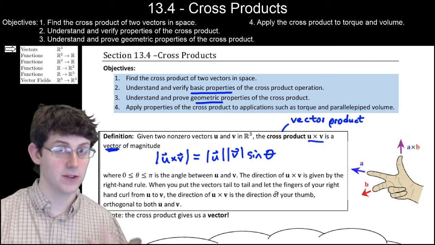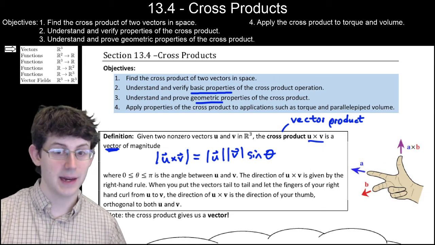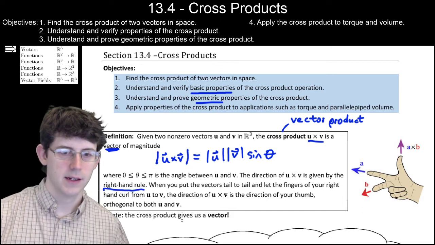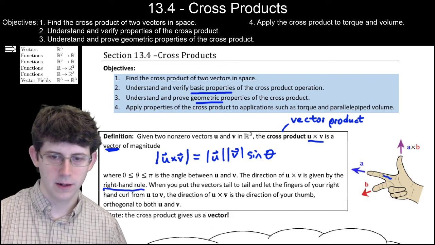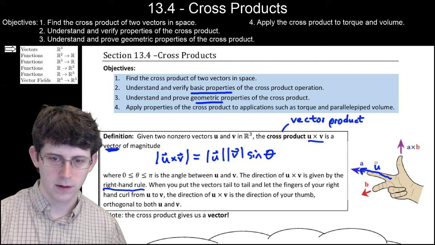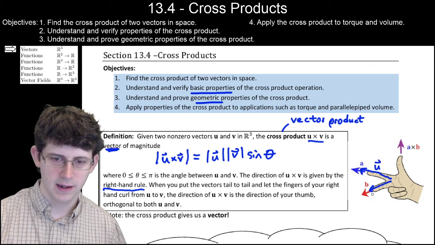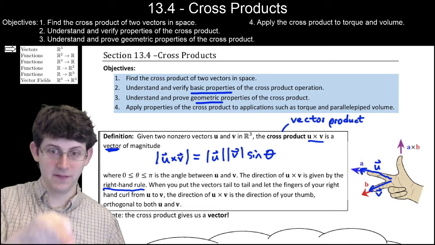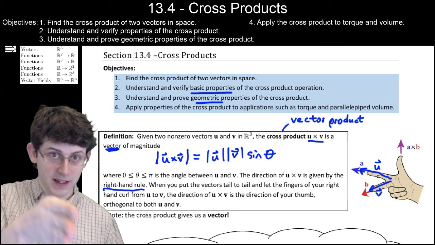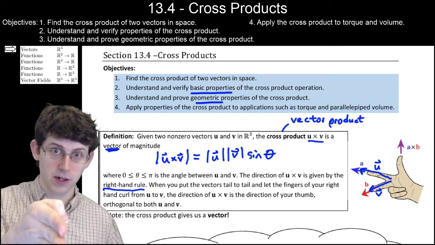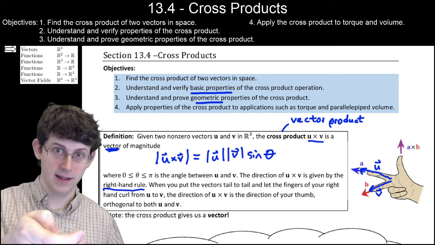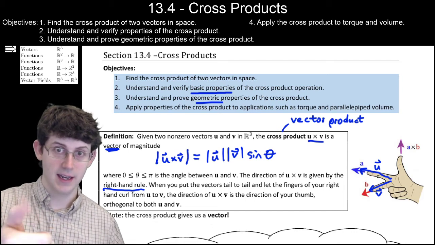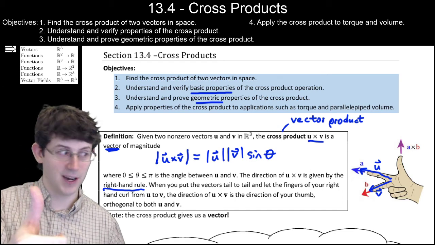We also have to tell you a direction. And the direction is given by this thing called the right-hand rule. So what you do is you take u and v. You point the fingers of your right hand down u, it has to be your right hand, and you curl the fingers of your right hand toward v. If you can do that, then you have your hand in the right direction, and your thumb points in the direction of u cross v.